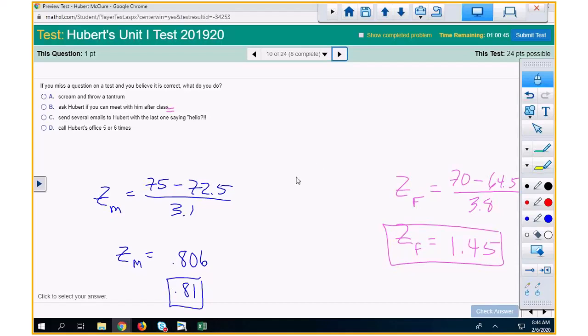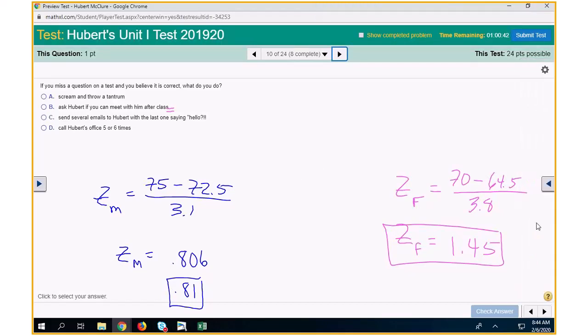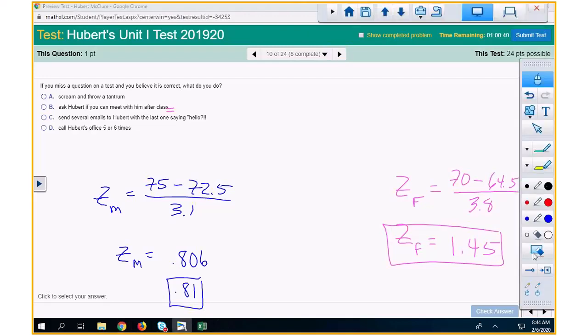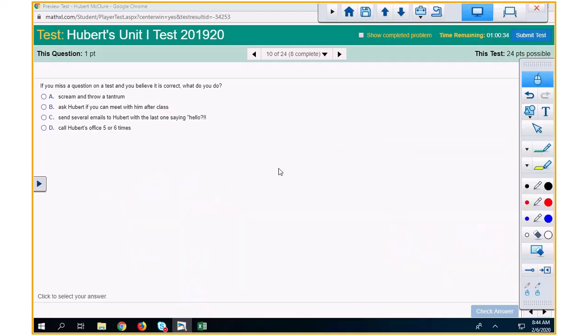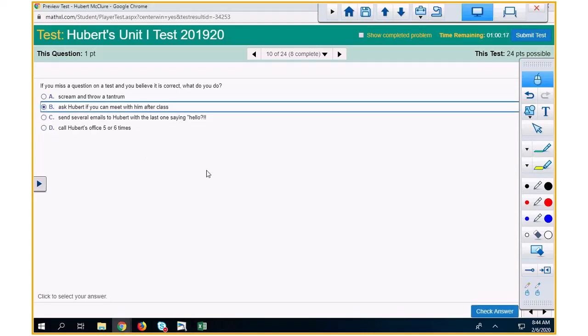If you miss a question on Hubert's test and you believe it is correct, what should you do? This is what y'all do. Y'all do Charlie. And why don't I respond? Because you have this question, and I've told you: how do you challenge a question on my test? B, Bravo. That's how you challenge a question. And one or two of y'all are going to email or text me and say, I got number 4 wrong, but it's right. And I'm not going to respond.